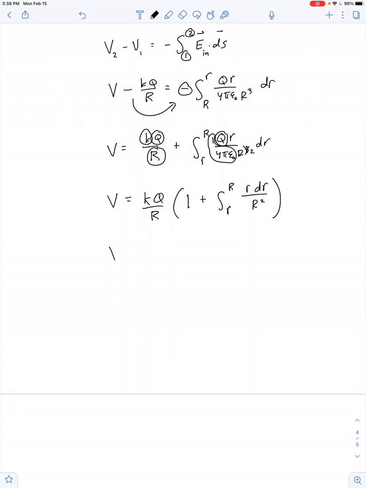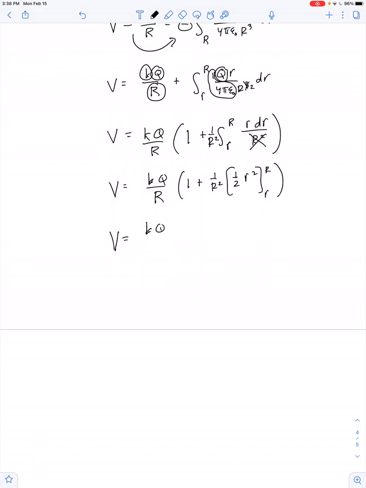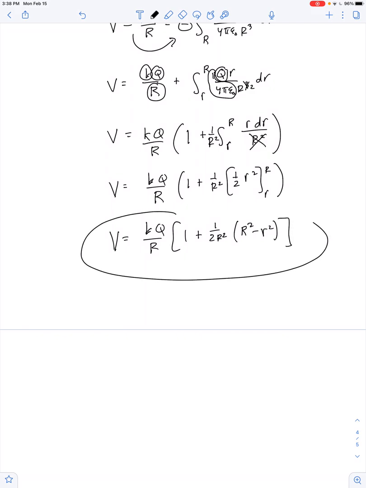All right. So V is equal to KQ over capital R times the quantity 1 plus, I guess I could have taken this out of the integral, call that 1 over R squared, and then the integral of r dr is 1/2 r squared, so plus 1 over R squared times 1/2 r squared evaluated from lowercase r to capital R. Right, there we have it.